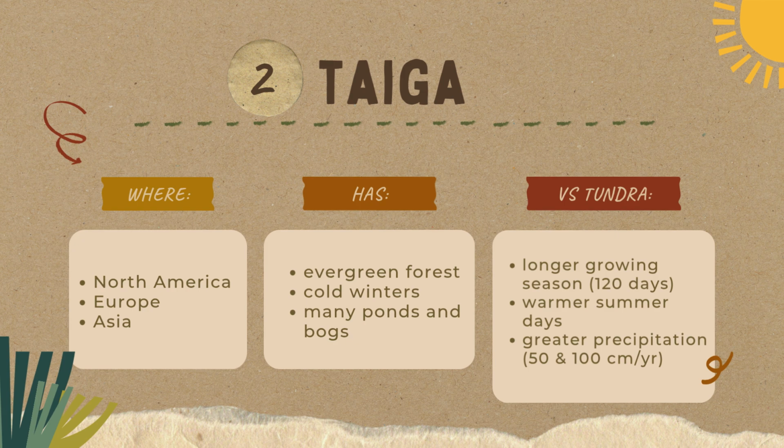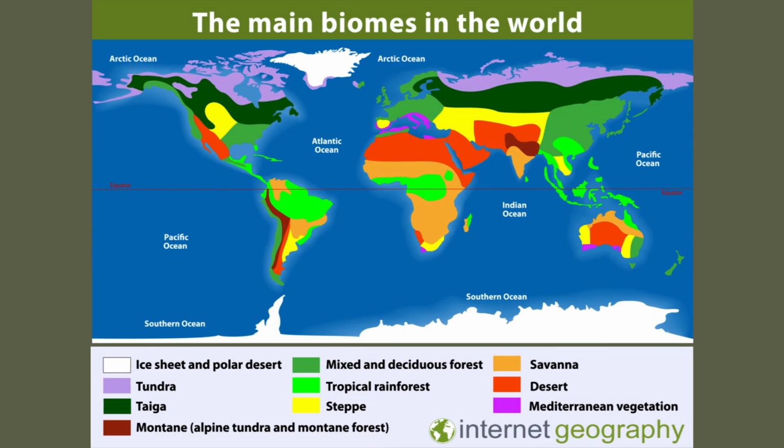That is, it has what we call evergreen forest. Okay, so that means it has way more trees in comparison with tundra. So this type of biome is way kinder to trees in comparison with tundra. Okay, but still it experiences cold winters, and this one also contains many ponds and bogs. So let's try to picture it out.